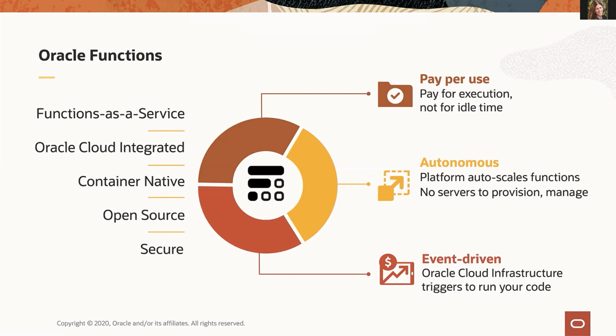Your code is going to be triggered when an event happens in your cloud tenancy, or, for example, if you use Oracle Functions to implement an API, the event here would be the HTTP request. Oracle Functions is integrated with other cloud services within OCI, and it makes it a perfect platform to tie things all together.